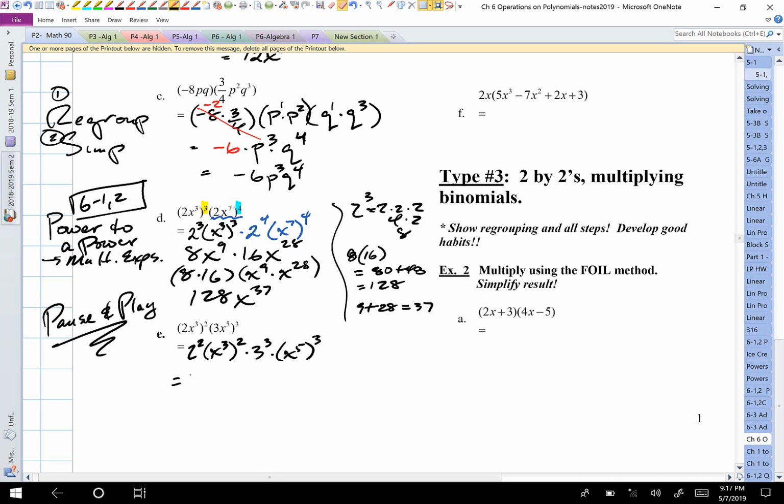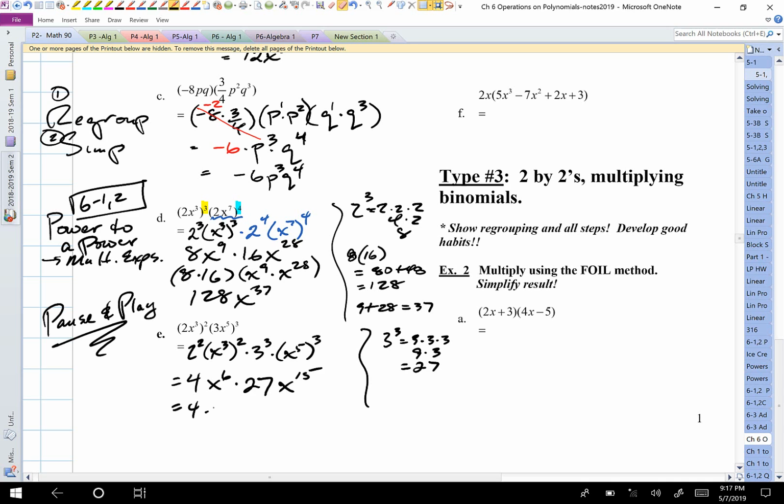All right, so what do you get? Well, you get 4 here. 2 squared is 4. X cubed squared is x to the 6th times 27. 3 cubed is 3 times 3 times 3, or 9 times 3, or 27. So times 27 here, times x to the 15th.